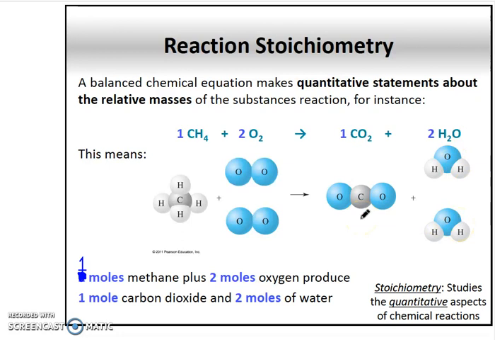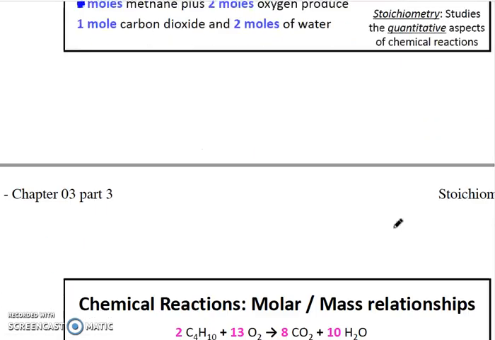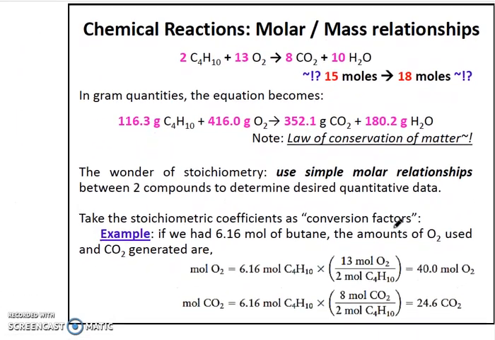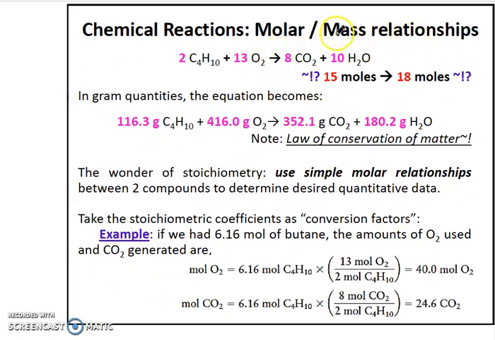So that's important because now we can see that stoichiometry studies the quantitative aspects of chemical reactions. Again, the chemical equation gives us an insight of how the reaction works at the molecular level. That's why it's important to make this distinction between molar relationships and mass relationships. The molar relationships tell us something quantitative about the inner workings of a chemical reaction, whereas the mass relationships, the gram quantities, give us an idea of how the law of conservation of matter works for that particular reaction.